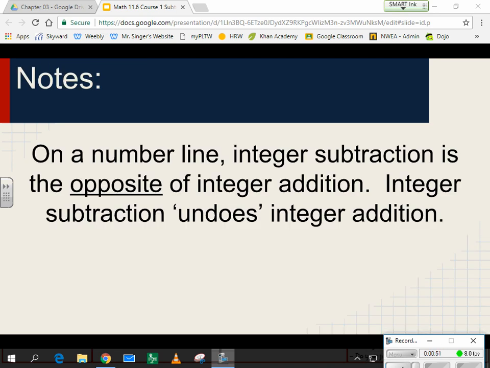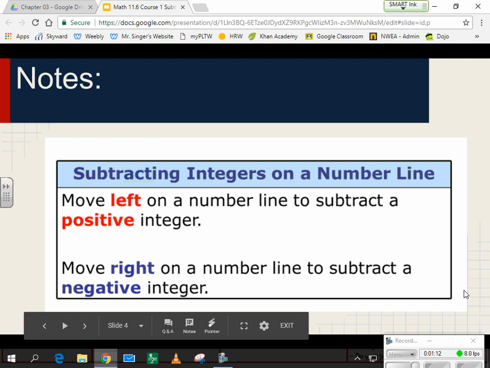Now, that whole idea of opposites is going to be important today. You don't have to write this down. You should have this from a previous lesson in the notes already. But on a number line, integer subtraction is the opposite of integer addition. Integer subtraction is going to undo the addition. It's like inverse operation, which we learned in previous lessons. So, just another reminder, put this in your notes.